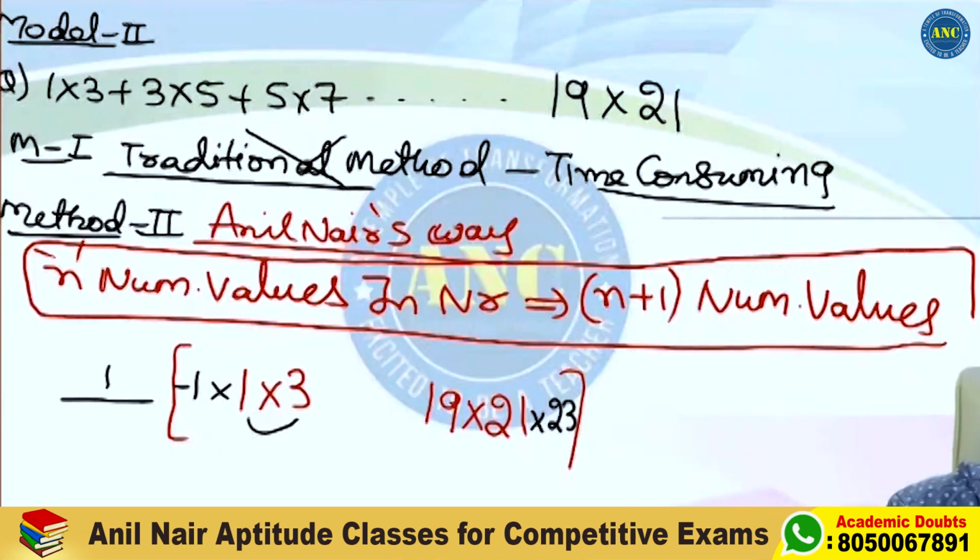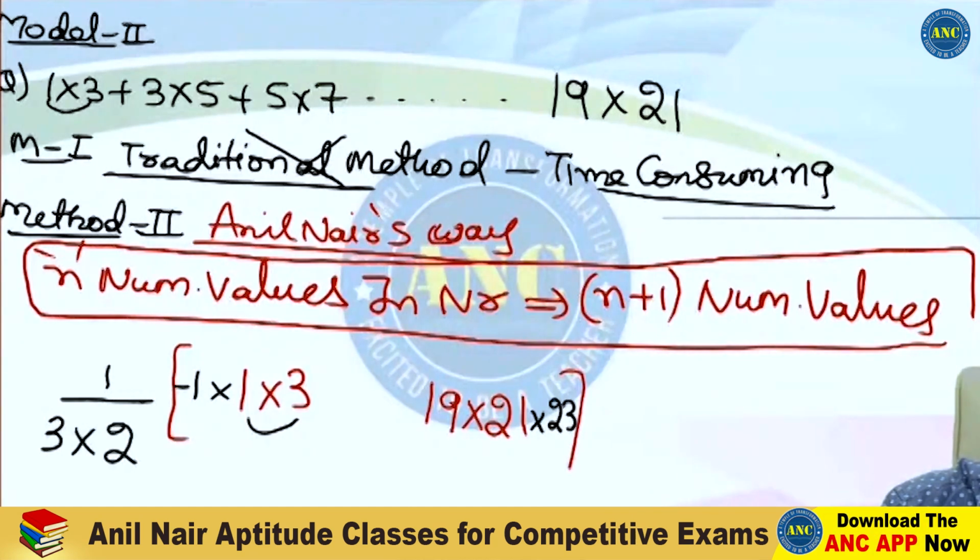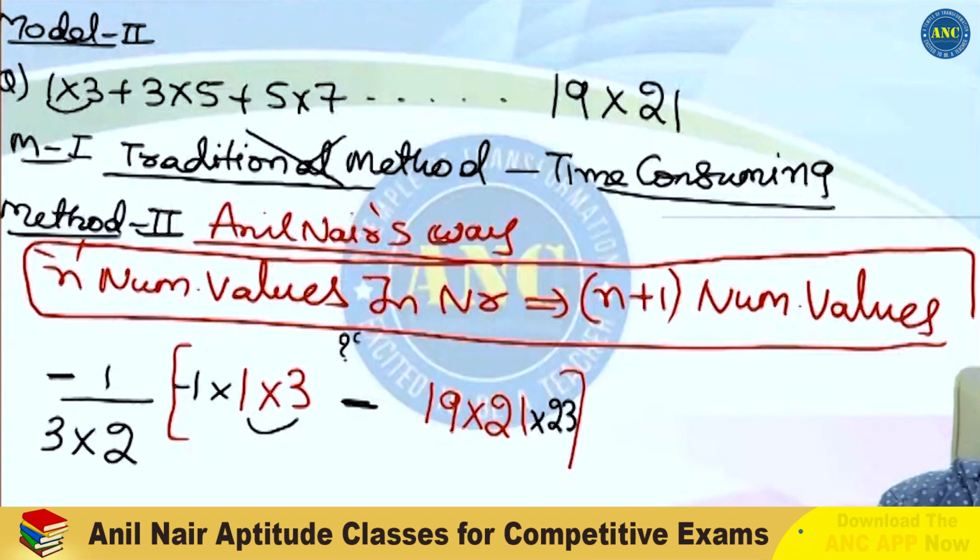What we did previously, 2 numerical values are becoming how many numerical values? 3. The difference between the numerical values is 2. Write down minus here, and minus here. Why did these minus signs come? This is the first doubt. Students will get a doubt. Why did these minus signs come? This is the second doubt. These 2 doubts I will discuss one by one.